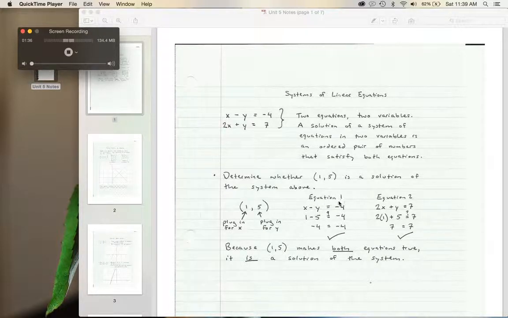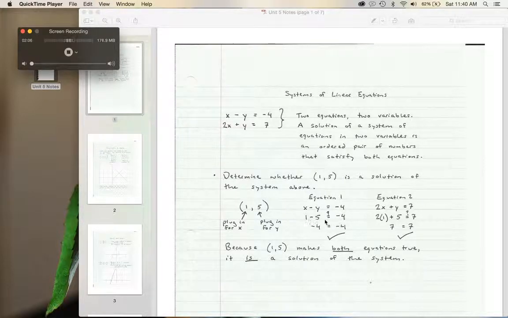So here I've written out equation 1, x minus y equals -4. For x, I'm going to plug in my 1 from the ordered pair, and for y, I'm going to plug in 5 from my ordered pair. You'll notice that 1 minus 5 on the left-hand side equals -4, and that's on the right-hand side of the equation. So if we plug in and then rewrite this equation, solving on the left, we discover that -4 is in fact equal to -4.